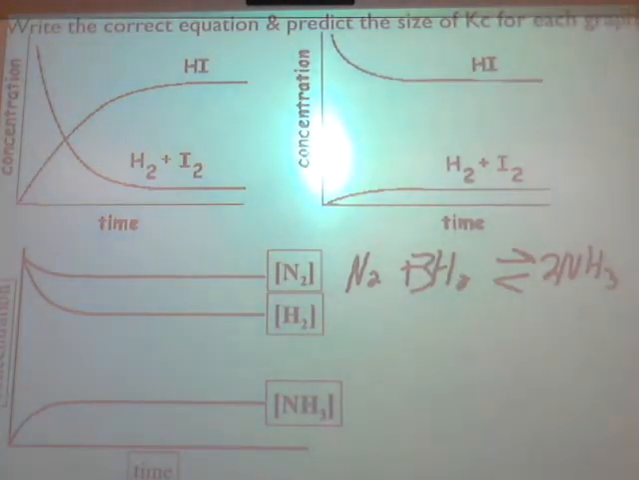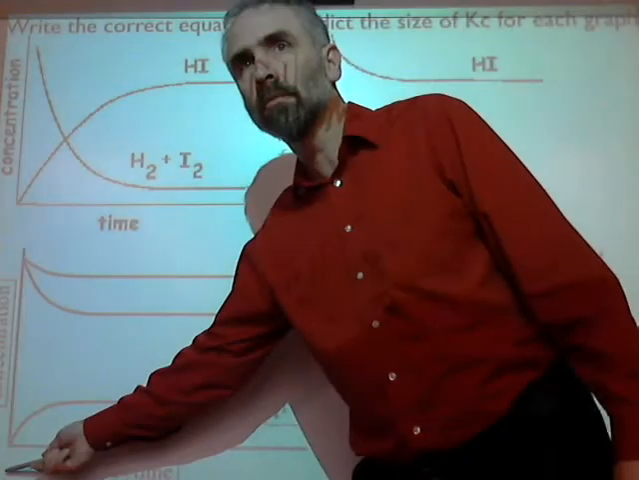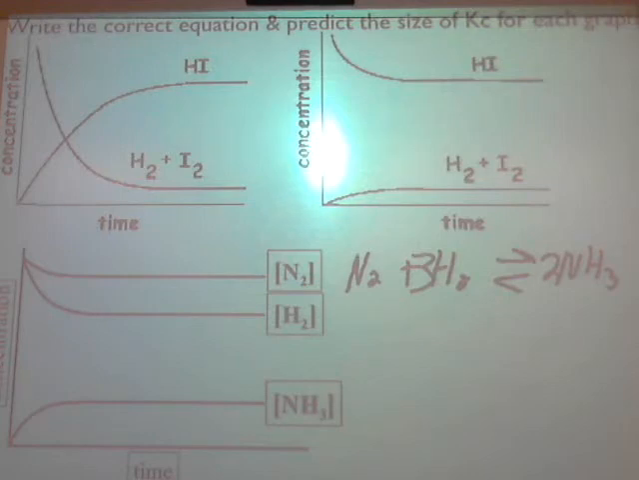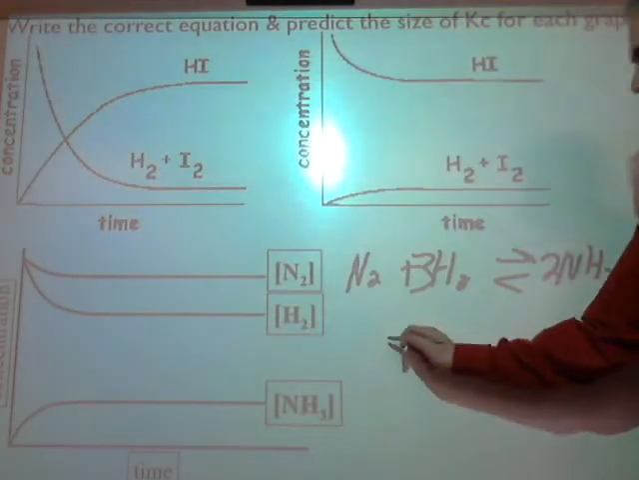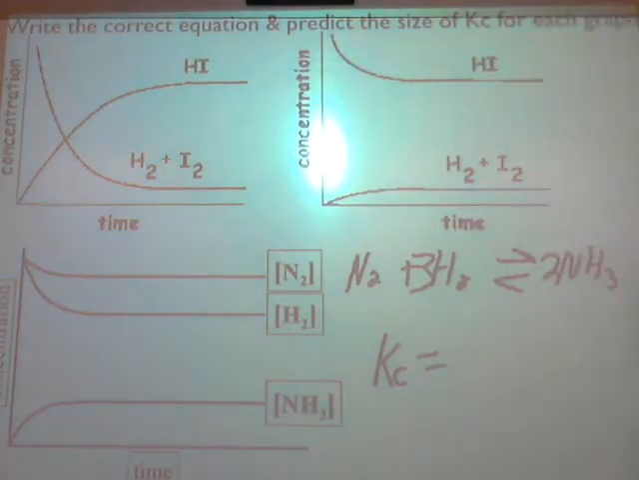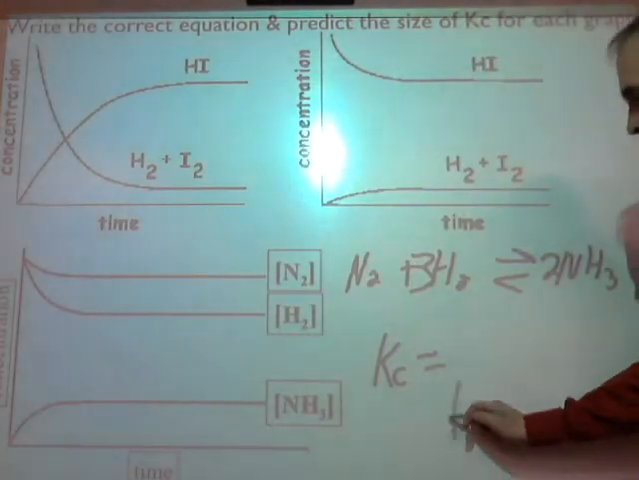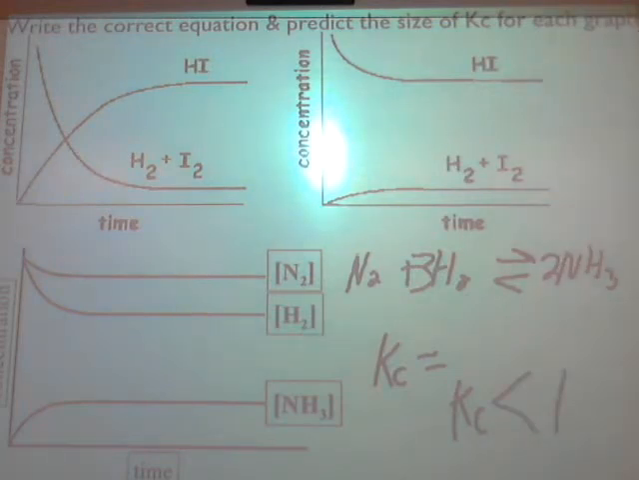You have that for your equation, I hope? You know it's not NH3 yielding N2 plus H2 because NH3 starts at 0. Okay? Would you predict the Kc for this, the equilibrium constant for this guy, to be greater than, equal to, or less than 1? Everybody agree? Kc is less than 1. She was afraid to say it, but yeah, Kc would be less than 1 in this case.